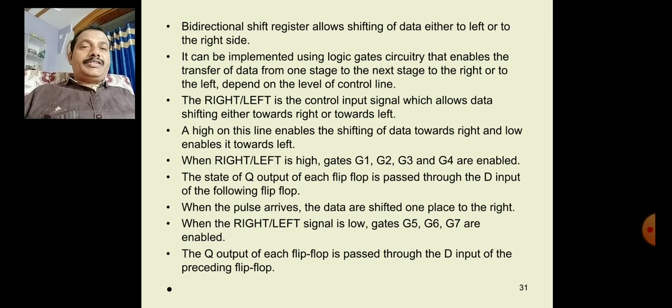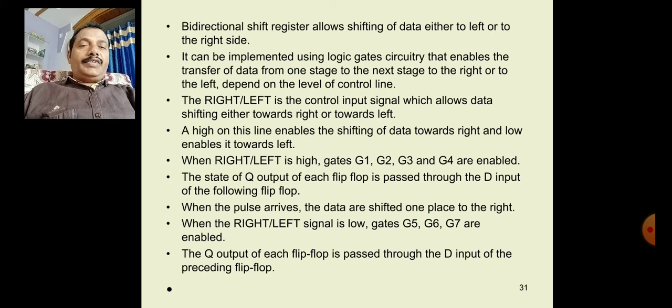So bidirectional shift register allows shifting of data either to the left or to the right side. It can be implemented using logic gate circuitry that enables the transfer of data from one stage to the next stage, to the right or to the left, depending on the level of the control line. The right/left is the control input signal which allows data shifting either towards right or towards left. This I already explained in detail.